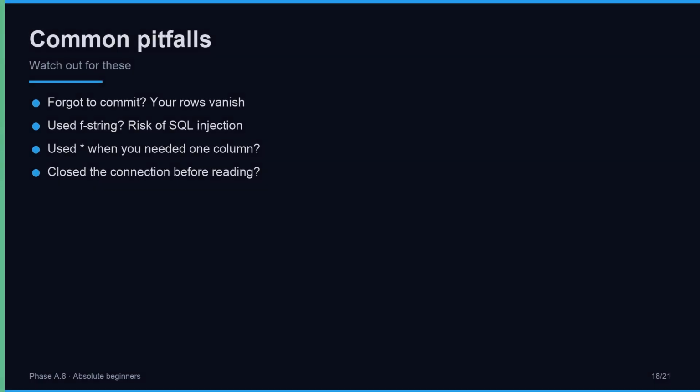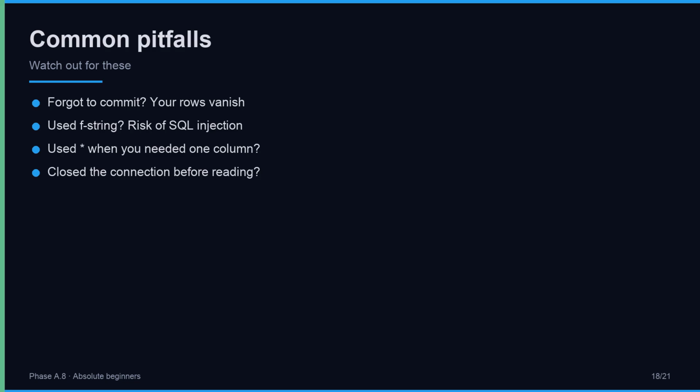A few common pitfalls to avoid. The biggest one, forgetting commit. Your insert runs, no error appears, but the row is gone after close. Always commit after writing. The second, building SQL with f-strings. It feels natural in Python, but it opens the door to injection. Always use placeholders. The third, selecting every column when you only need one, wasteful and unclear.